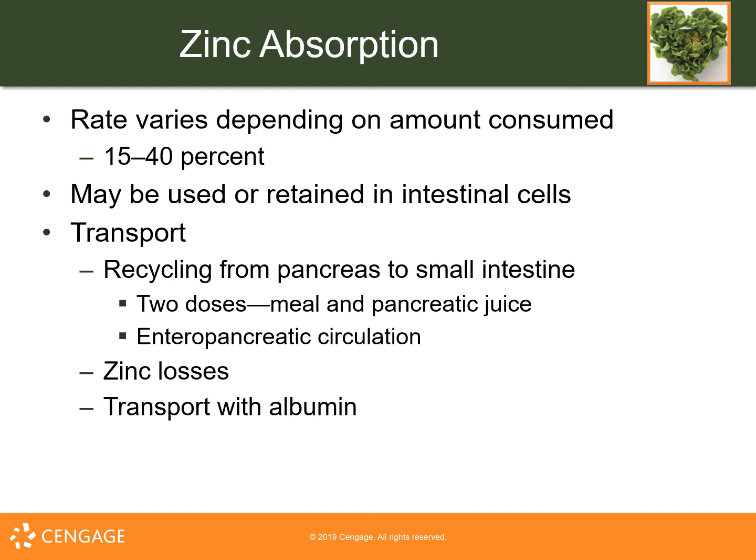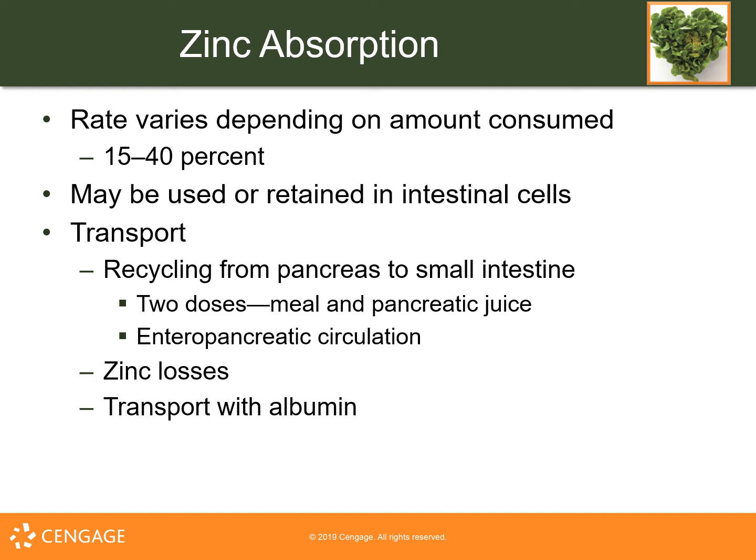Now, I want you to know that after being absorbed, some zinc eventually reaches the pancreas, where it is incorporated into many of the digestive enzymes that the pancreas releases into the small intestine at meal times. So that relates to the metabolism of macronutrients. And then the small intestine thus receives 2 doses of zinc with each meal, one from foods and the other from the zinc-rich pancreatic juices.